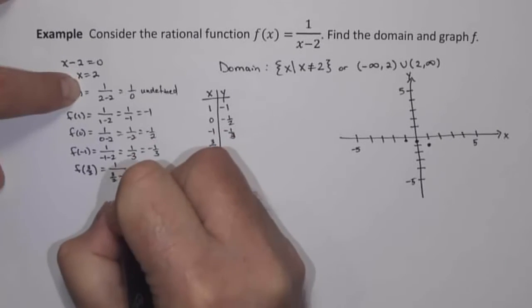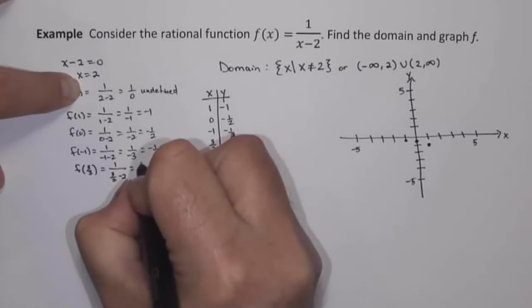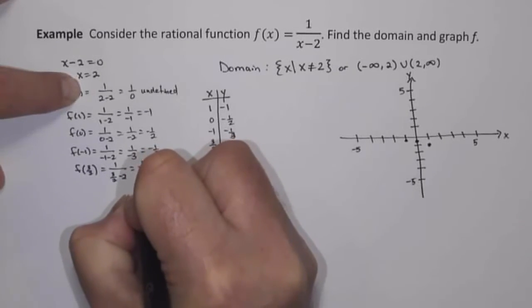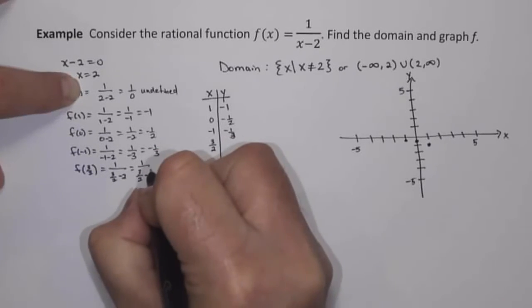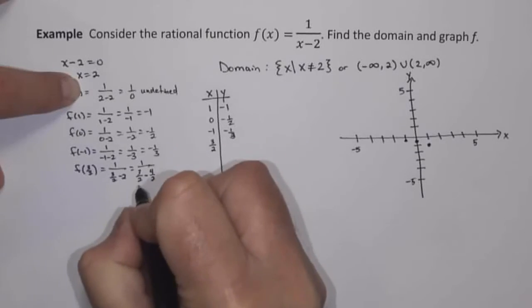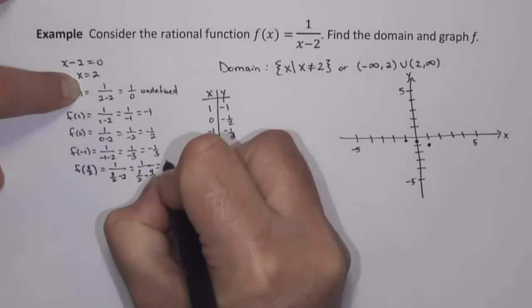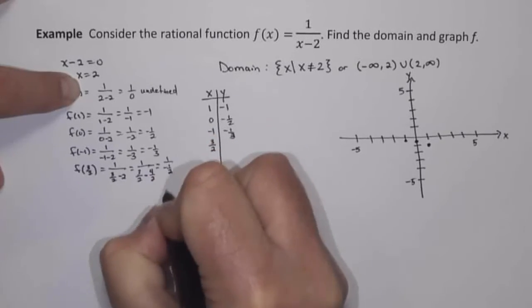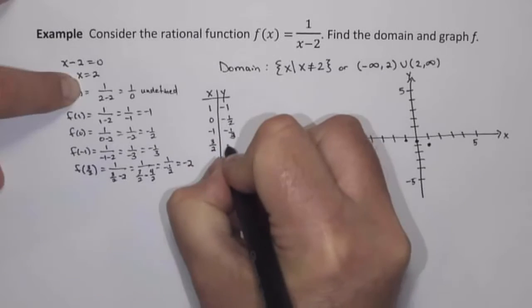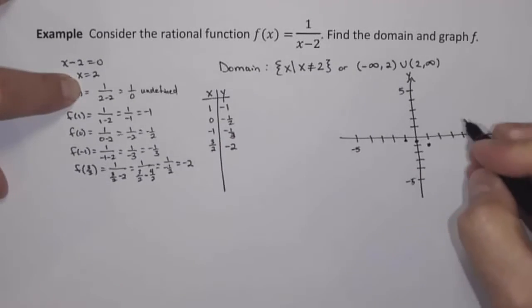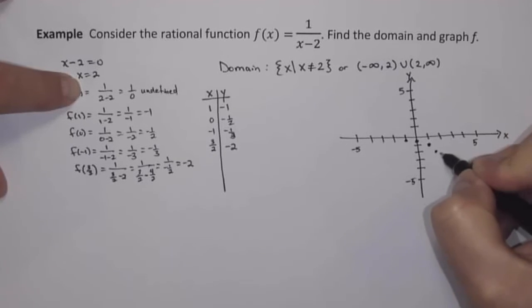Now, to find 3 halves minus 2, I would have to find a common denominator, so that would be 1 over 3 halves minus 2, written with a denominator of 2, would be 4 halves. So I would have 1 over 3 halves minus 4 halves, which would be 1 over negative 1 half, and 1 divided by negative 1 half would be negative 2.